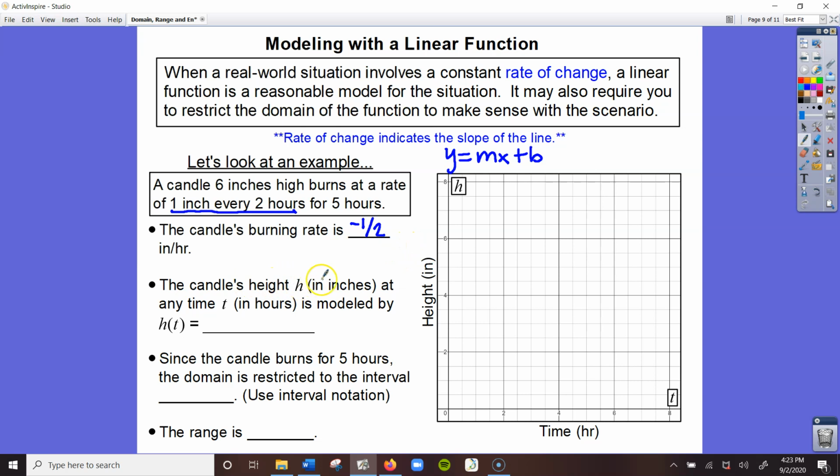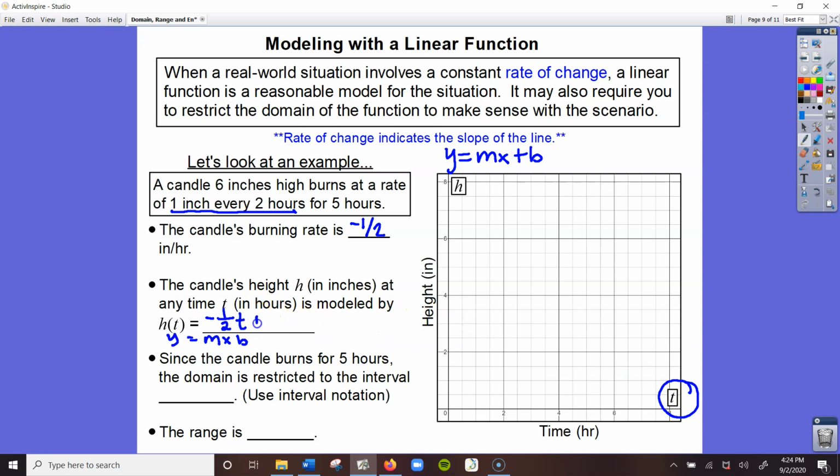Now the candle's height h in inches at any time t in hours is modeled by, and then this is where we're going to write the equation of our function. Notice that it's written in function notation, h of t. Remember that this represents the y. And now I'm going to fill out the rest of my equation. So since we know that the slope is -1/2, that is m. And instead of writing x, I see here that on my axis, we define the x-axis to be actually t.